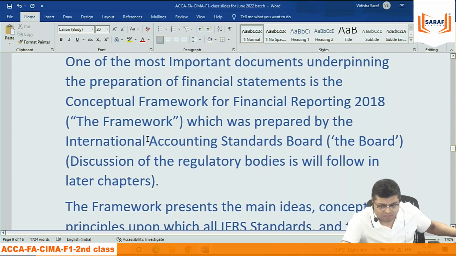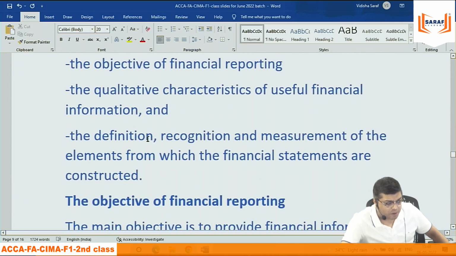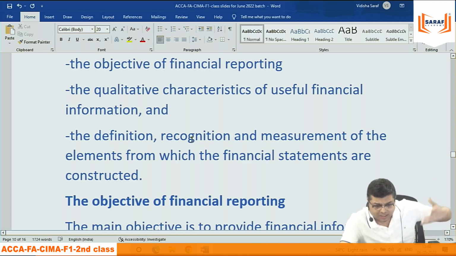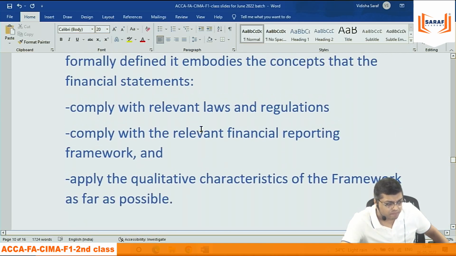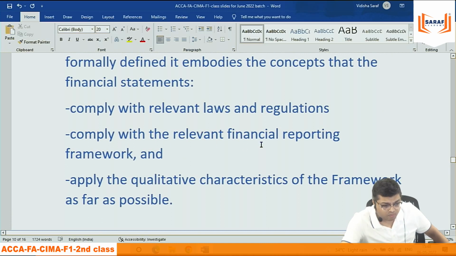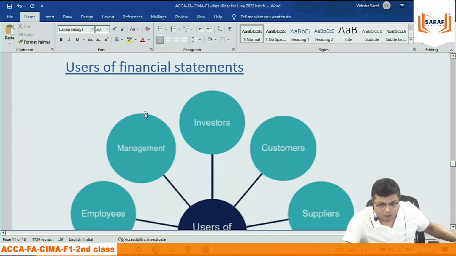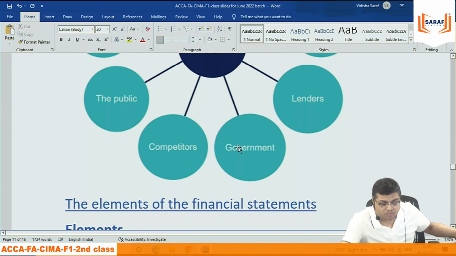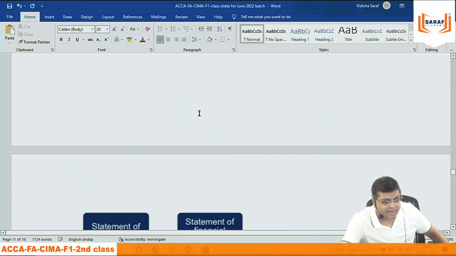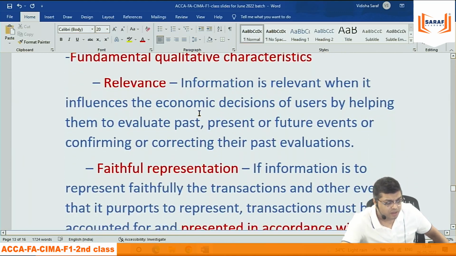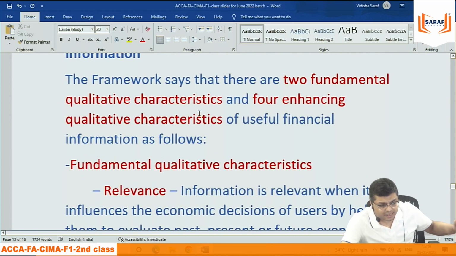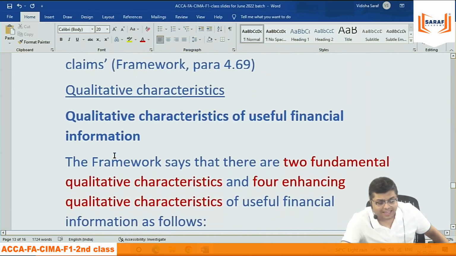The framework, the last framework was developed in 2018. As per the framework, the objective of financial statements, characteristics, definition and recording we have not discussed. Definition and recording we will discuss continuously in all the topics. For the objective of financial statements to be fulfilled, it should be following the law, it should be following the accounting standards, and the objective will be fulfilled when the users are able to fulfill their usage. For that, the elements are assets, liability, income, expenditures, equity. And in the elements and usage, we need to incorporate characteristics.